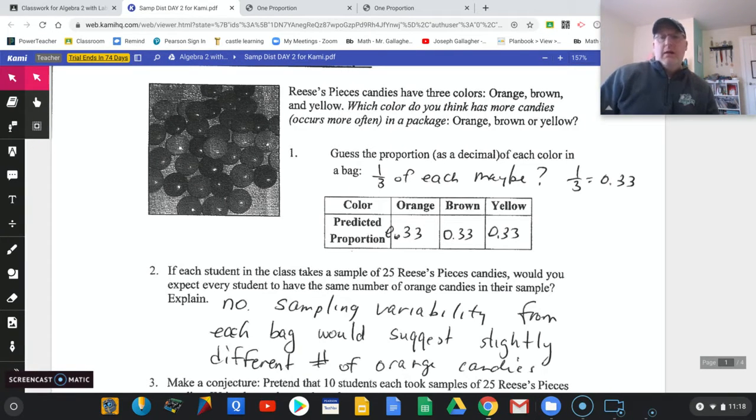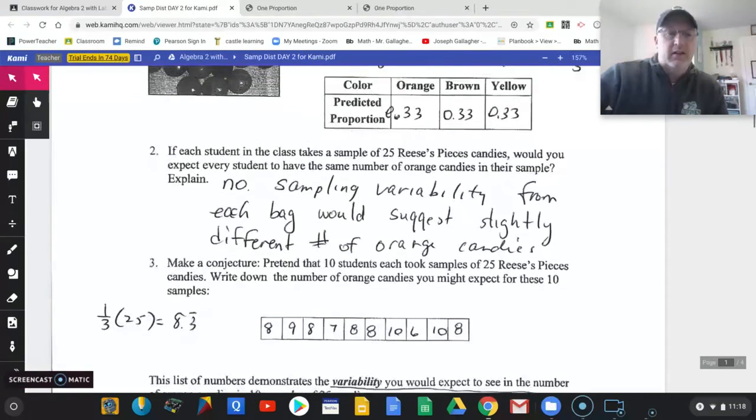And you'd say, well, probably not, because like my answer says here, sampling variability from each bag would suggest that there's a slightly different number of orange candies in each one. In fact, if the same person took 25 candies out of the bag, counted the orange, put them back in the bag, and then poured it out again and picked 25 all over, you might not have the same number of orange from the same bag. That is our sampling variability.